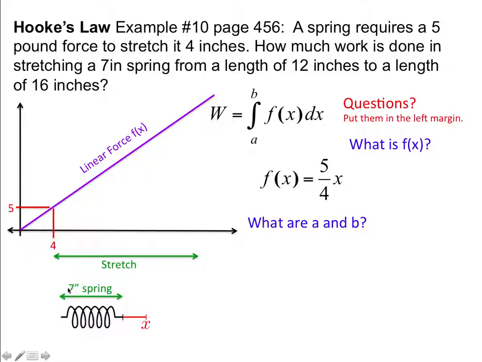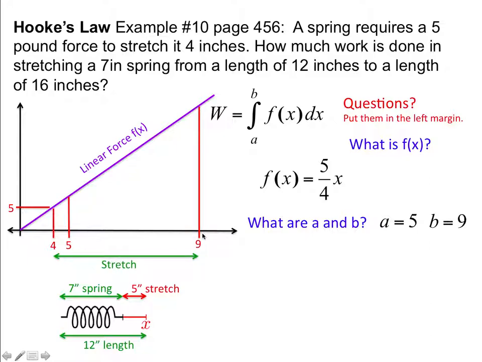And then if we talk about A and B, remember we're stretching this spring here. We start with a spring that's 7 inches long, and it's stretched out to the point where it's become 12 inches long. So this basically means we stretched it out 5 inches to begin with. So really we're right here, a stretch of 5 inches. And now we want to stretch it out to a total length of 16 inches. So that means we're stretching it out then 9 more inches.